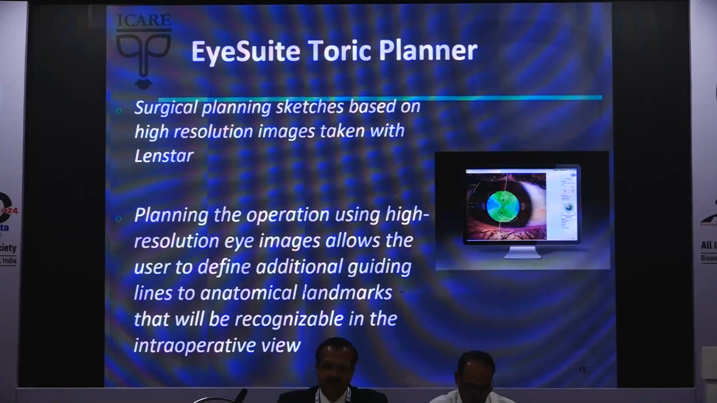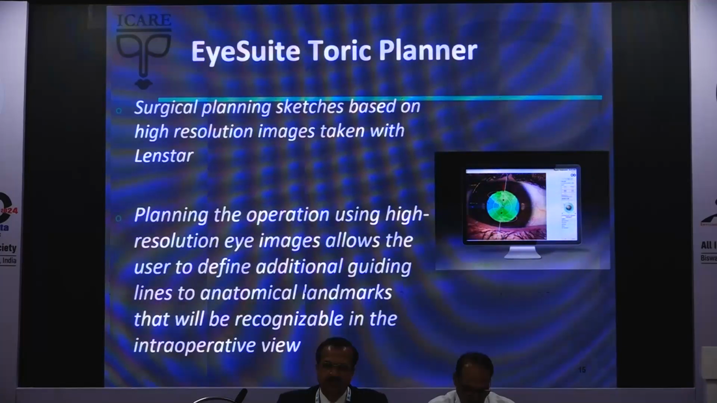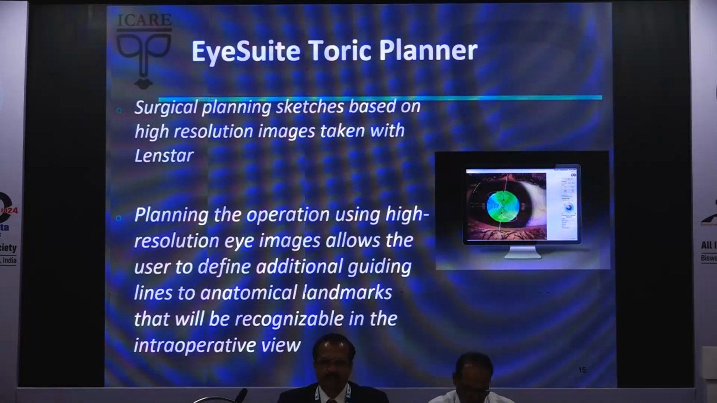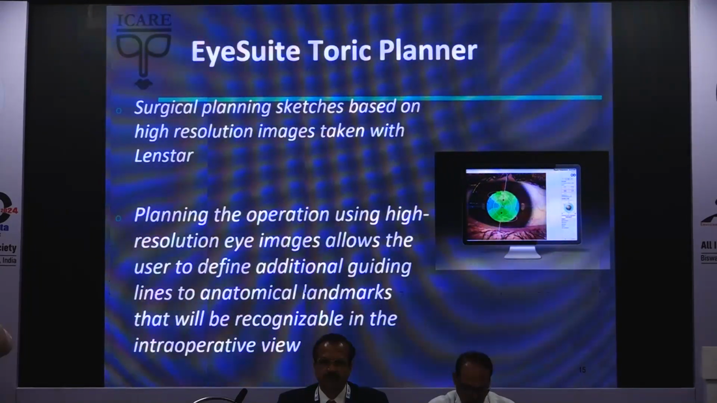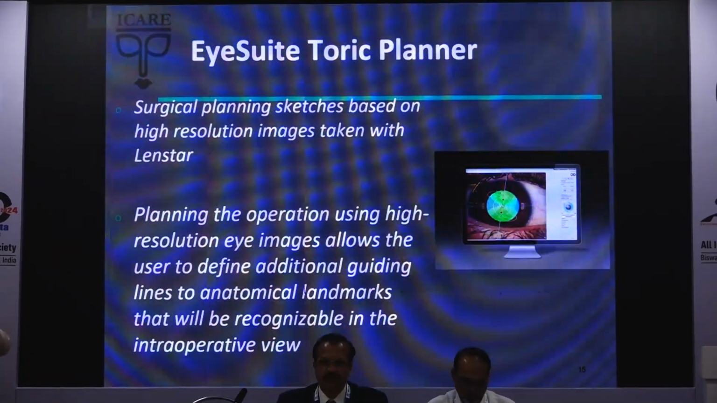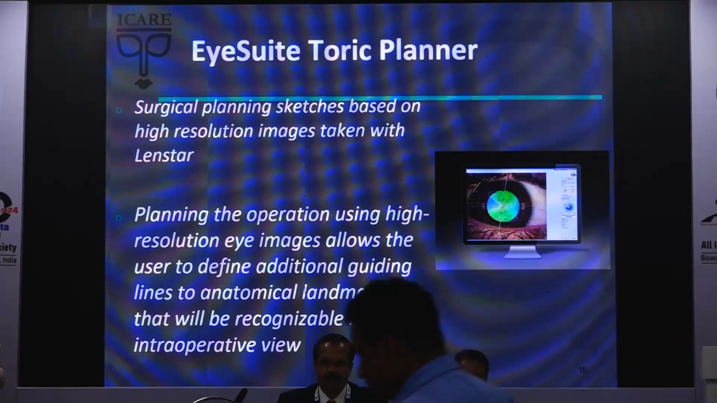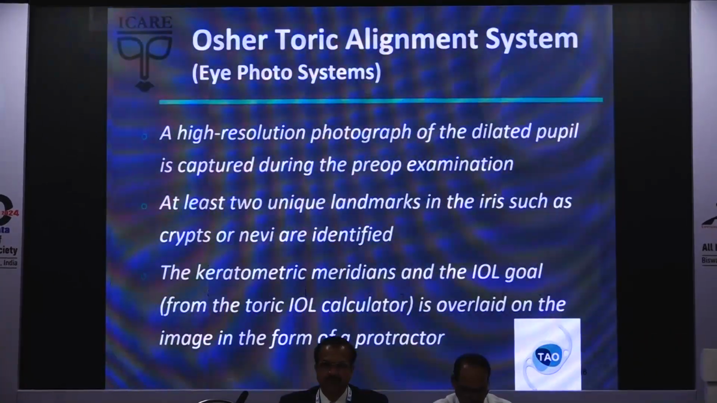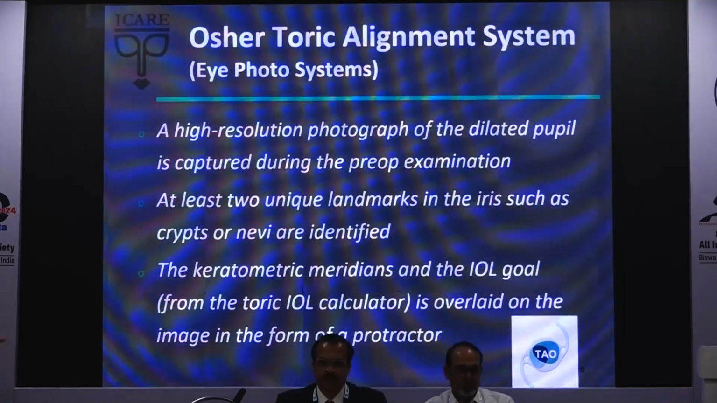So in a similar way we have to mark it pre-operatively. We have to plan the operation using high resolution eye images, which allows the user to define additional guiding lines to anatomical landmarks that will be recognizable in the intraoperative view. So this takes the picture, it recognizes the pits and the limbus marks and vessels, and then makes the axis where these marks are. They are aligned with 90 and 180 degrees, and according to that you plan your power, because the reference marks are aligned with this.